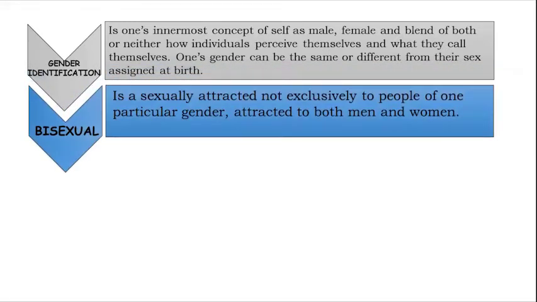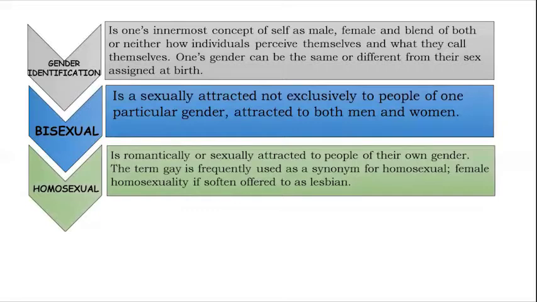Bisexual is sexually attracted not exclusively to people of one particular gender, attracted to both men and women. For example, crushes. There are some people who are attracted to both men and women. Next is homosexual. Homosexual is romantically or sexually attracted to people of their own gender. The term gay is frequently used as a synonym for homosexual. Female homosexuality is often referred to as lesbian.